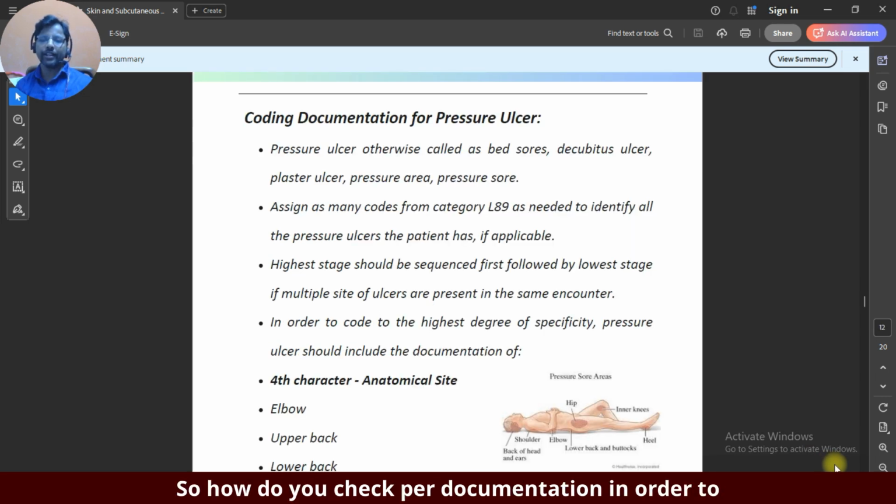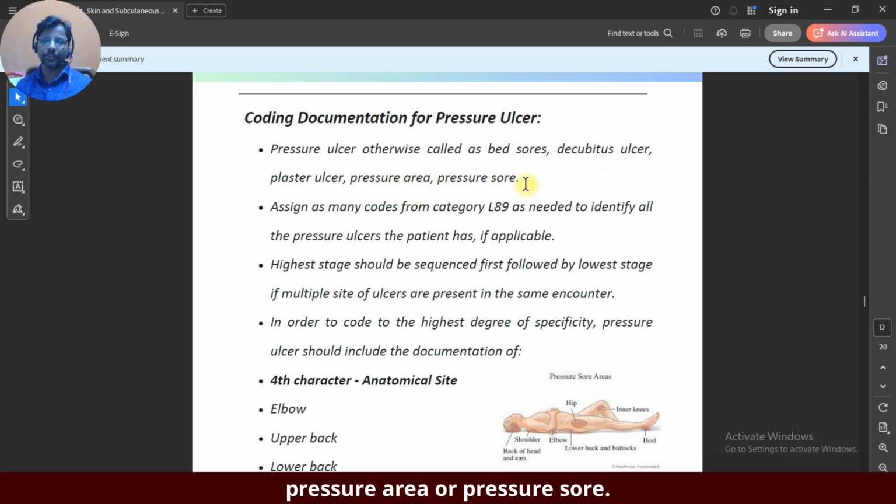So how do you check for documentation in order to code pressure ulcer? Pressure ulcer is otherwise called bed sores, decubitus ulcer, plaster ulcer, pressure area or pressure sore. The name itself indicates this is an ulcer caused by pressure. Most commonly you will encounter bed sores as well as decubitus ulcer in live coding.